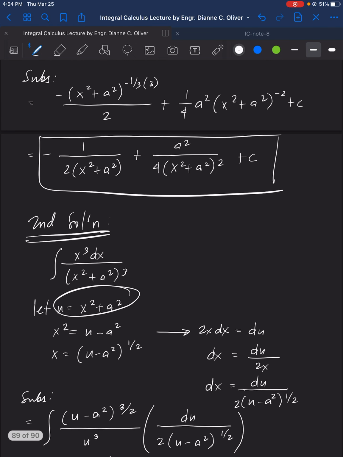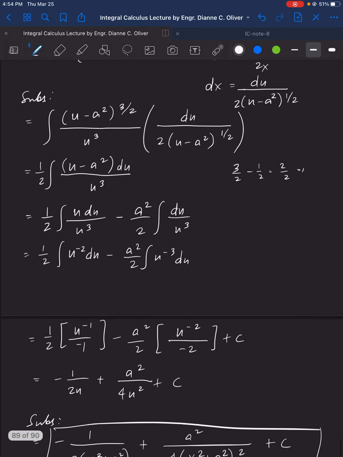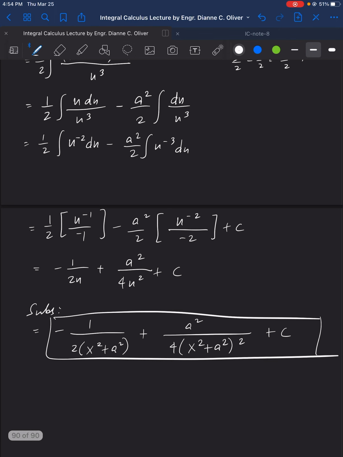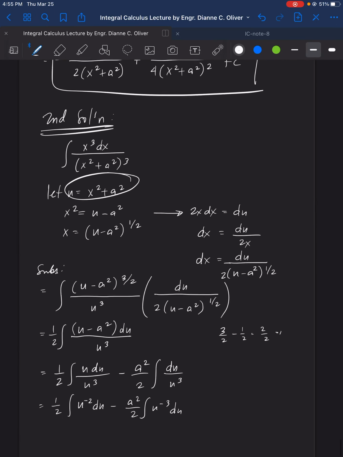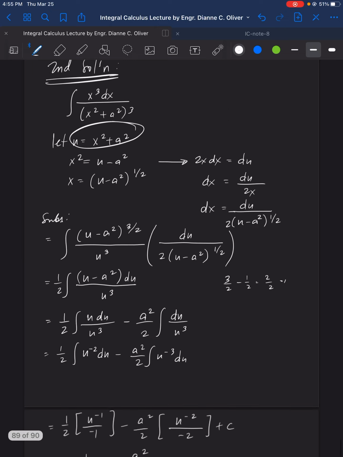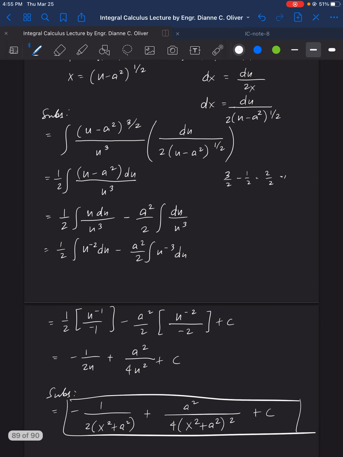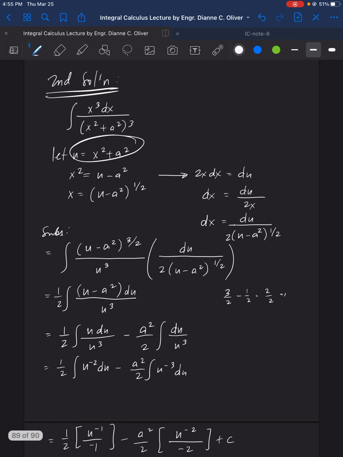Are the answers the same? Negative 1 over 2 times x squared plus a squared, and negative 1 over 2 times x squared plus a squared. So screenshot the solution. They are the same. So whichever solution you use, if it is done properly, then you will get the same results.